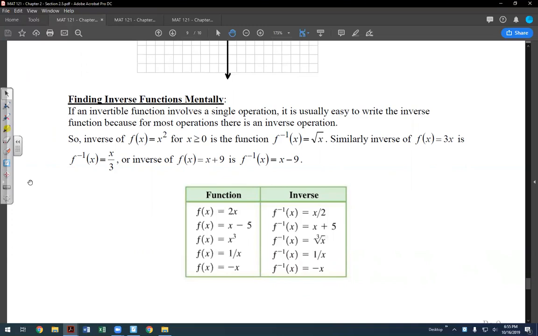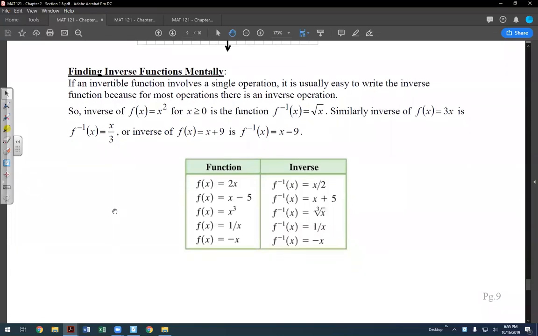You've got more examples here in this little table. 2x will again become x divided by 2 since you're multiplying. Subtraction, the inverse is addition, so x plus 5. For a cube, the inverse is cube root. Now you should notice these two functions are like that negative x minus 9 function we have looked at. They are inverses of each other. So 1 over x is its own inverse, 1 over x, and negative x is also its own inverse, negative x.